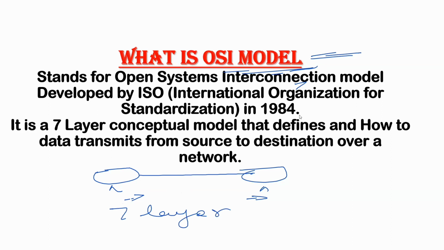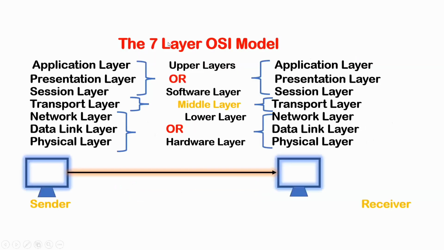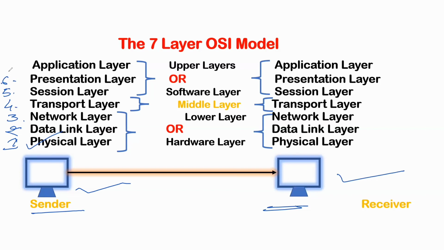When we talk about these seven layers, the first layer is the physical layer. If you see this picture, we have one sender and one receiver. This system is a sender and this system is a receiver. The first layer is the physical layer. The second layer is the data link layer. The third layer is the network layer. The fourth layer is the transport layer. The fifth layer is the session layer. The sixth layer is the presentation layer, and the seventh layer is the application layer.